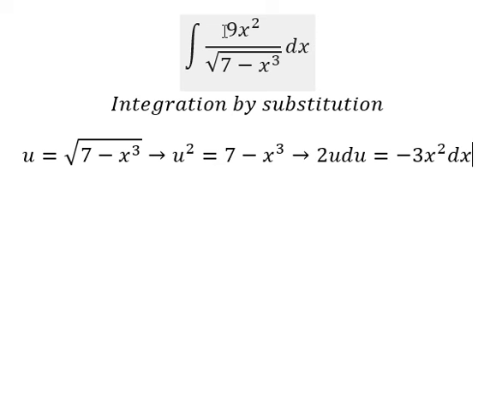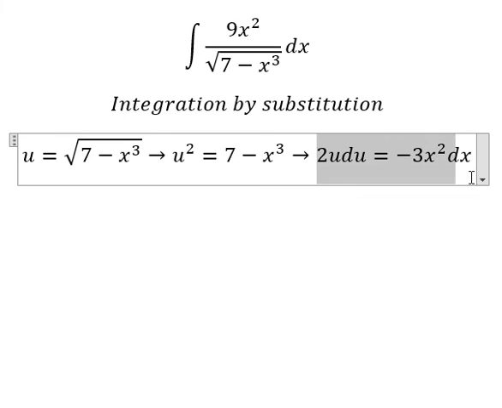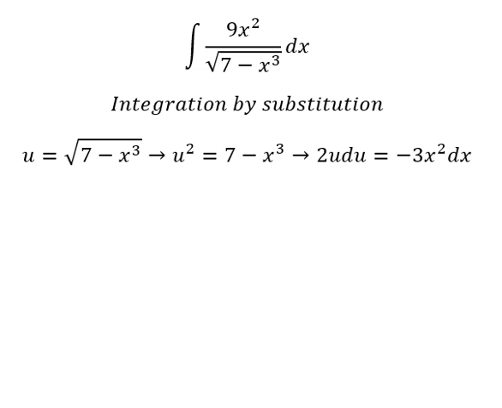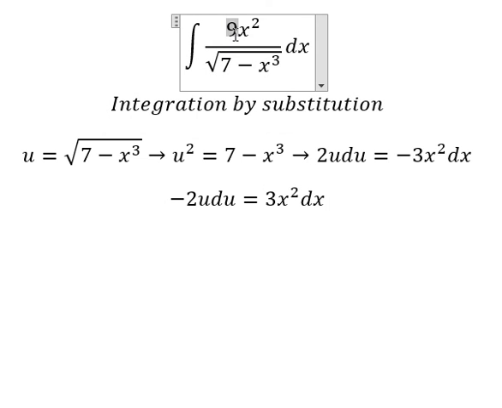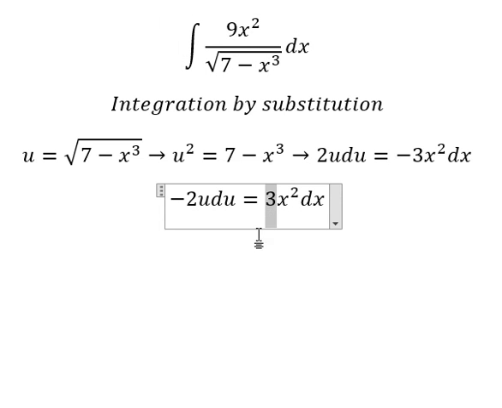Next, because we don't have the negative sign in here, we move the negative to the left. This one is 9. This one is 3. So we need to multiply both sides by 3. And now we have it like this.